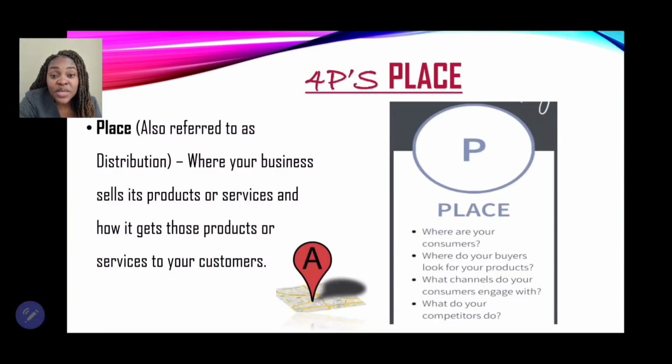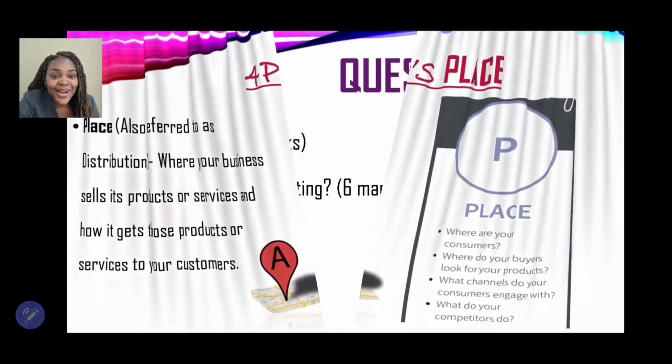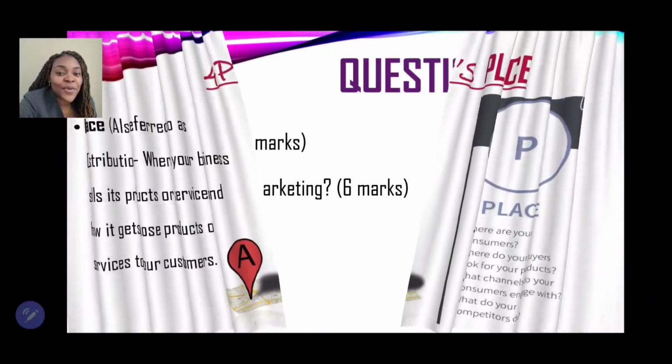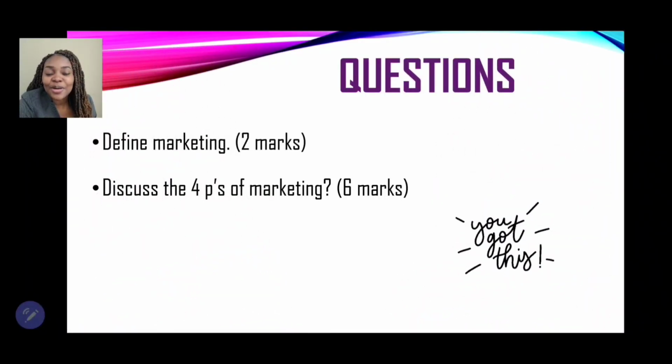So remember, the 4 P's are product, promotion, price, and place. And whenever we are developing our marketing strategies, we have to bear these key marketing tools in mind, and we may even call them, remember, the marketing mix, the 4 P's of marketing. Good? Awesome. Now it's time for questions. Number 1, define marketing. 2, discuss the 4 P's of marketing. And also, we may have for you to list the 4 P's of marketing.